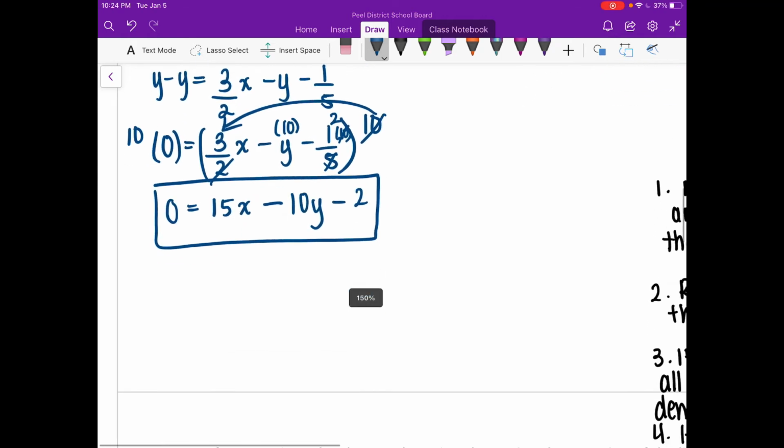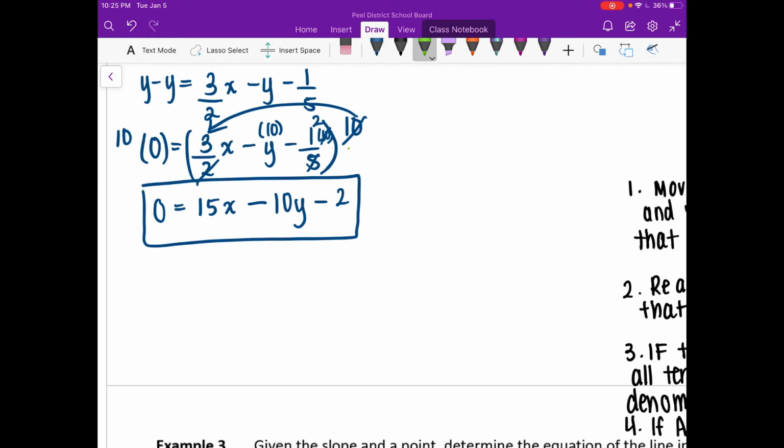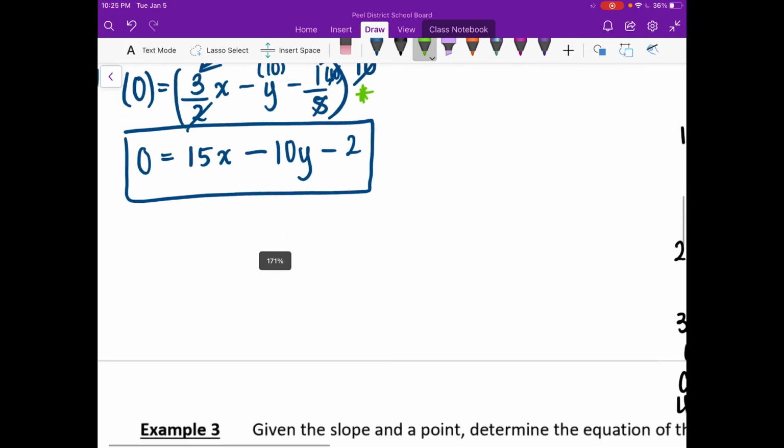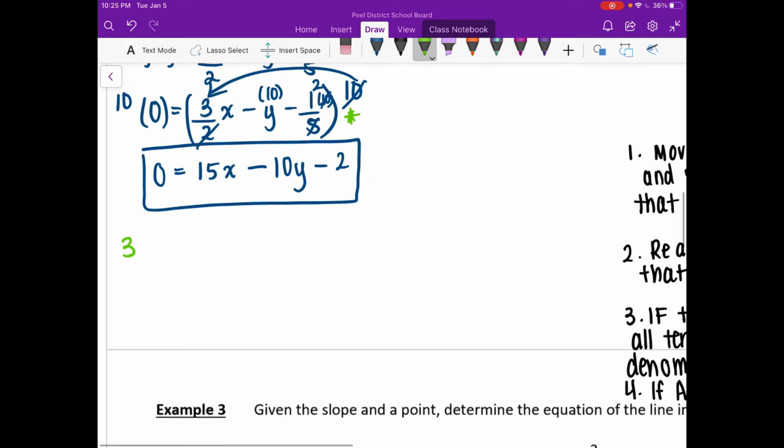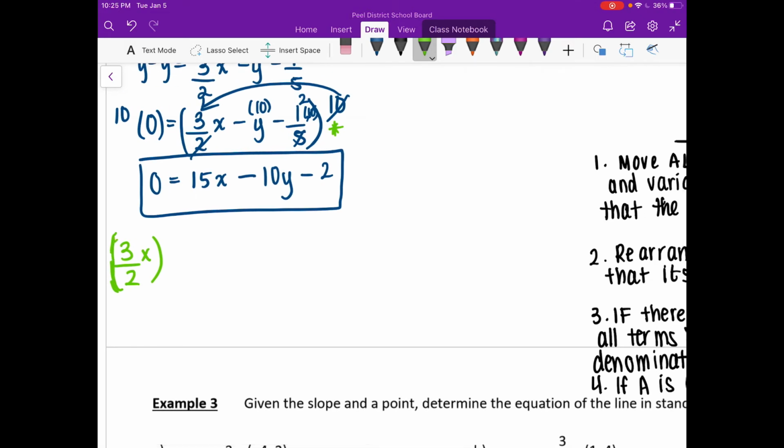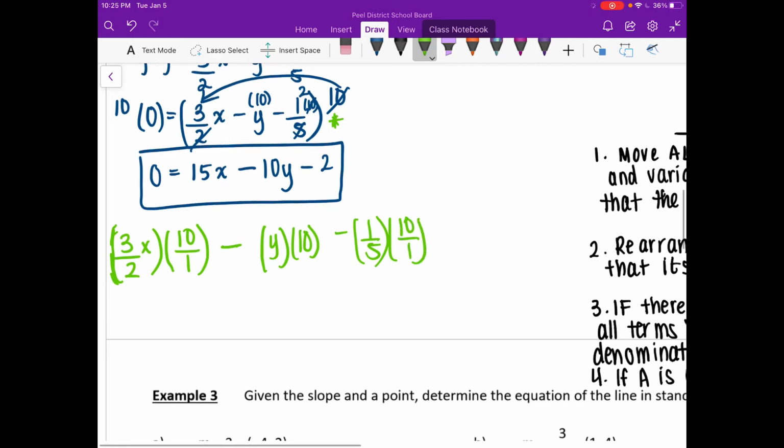I'm just going to put this in green. I'm just going to show the step here because I did rush through it. So if I have 3 over 2 x times 10 over 1, right? And then I have y times 10, and then I have 1 over 5 times 10 over 1, right?